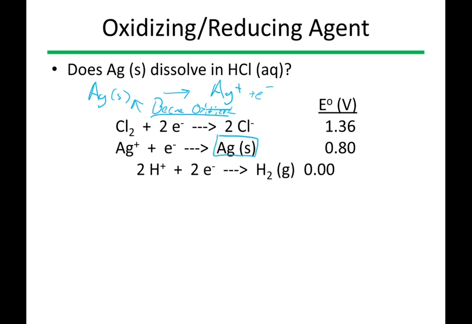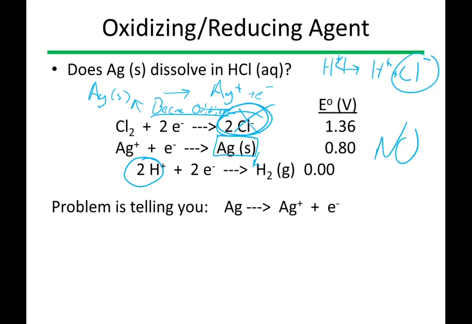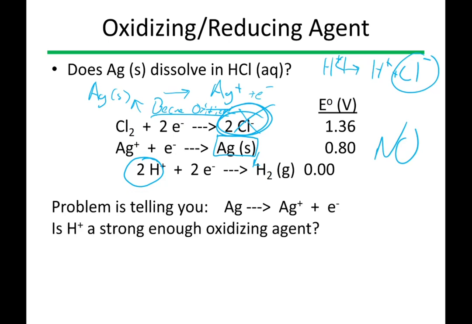So here's silver in the chart, and if we look at HCl, this will become H+ plus Cl-. So we see H+ as an oxidizing agent is too weak because it is below silver on the chart, and Cl- is not an oxidizing agent at all. So the answer to this would just be no. So again, the problem is telling us that silver is going to an ion, and H+ is not a strong enough oxidizing agent, and Cl- is not an oxidizing agent at all. So it will not dissolve in hydrochloric acid.